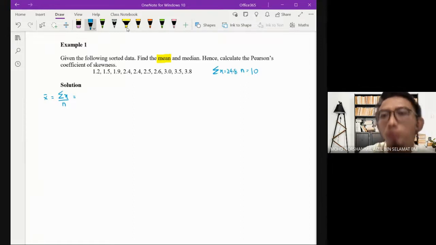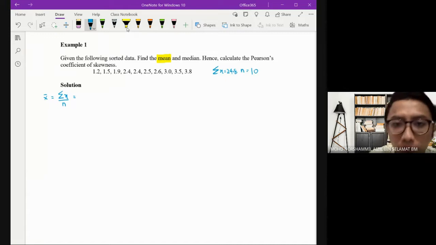Okay, 24.8. Alright, so then we can simply substitute 24.8, replacing our sum of X, divided by the total number of data, which is 10. So then we can calculate. What do you get next? 2.48.